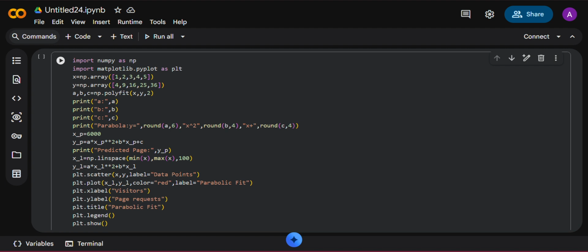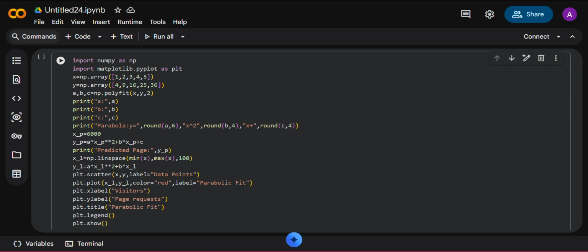Then we are going to predict, that is xp is equal to 6000 and yp is equal to a times xp to the power 2 plus b times xp plus c, so that we predict for 6000 visitors. Then our output will be very large, because quadratic growth increases rapidly.